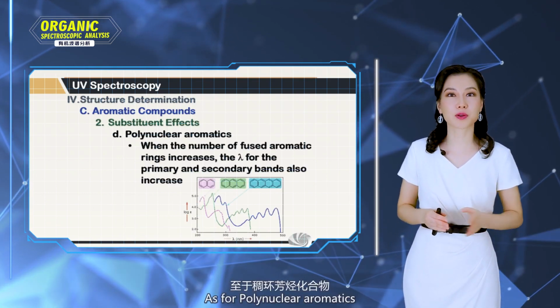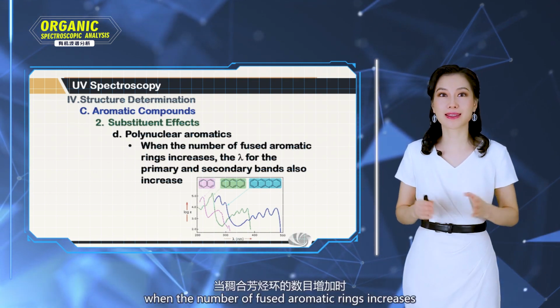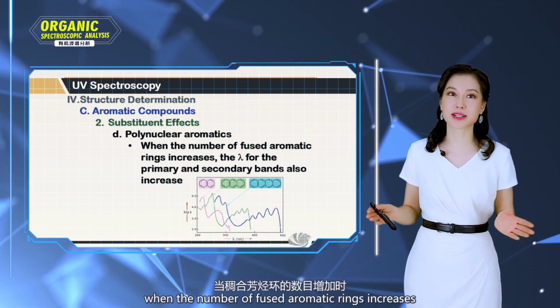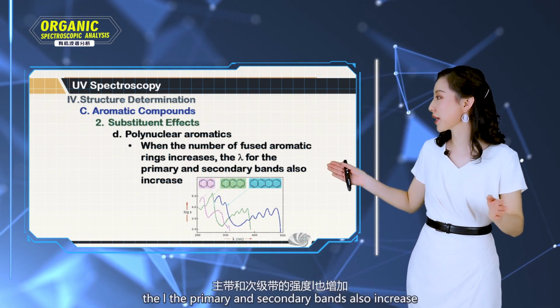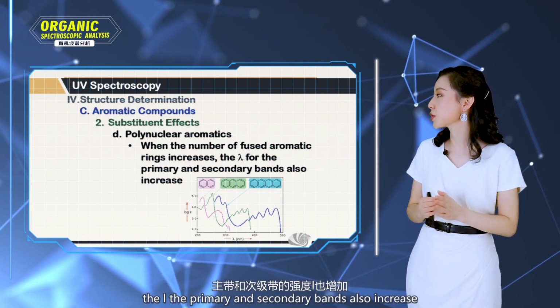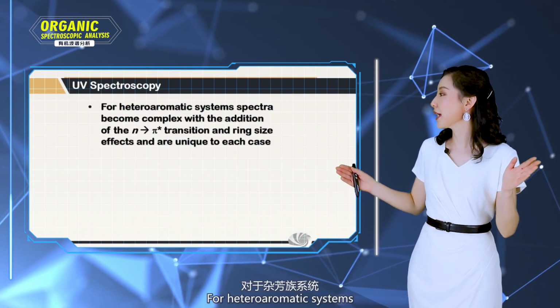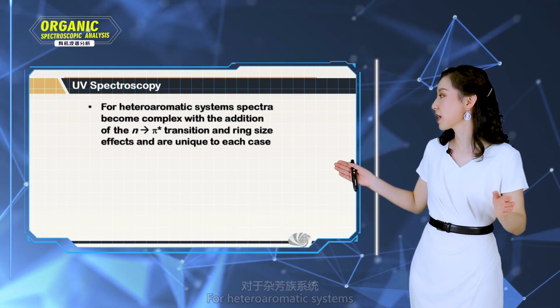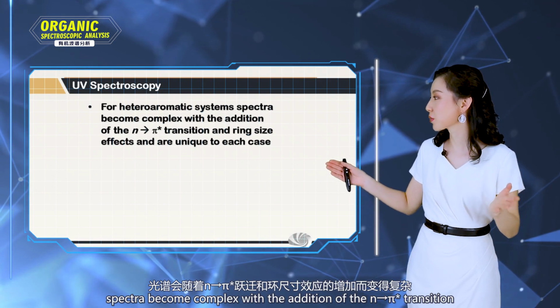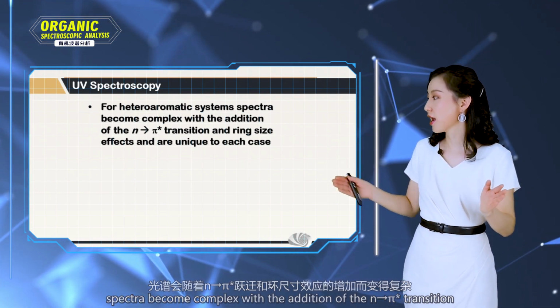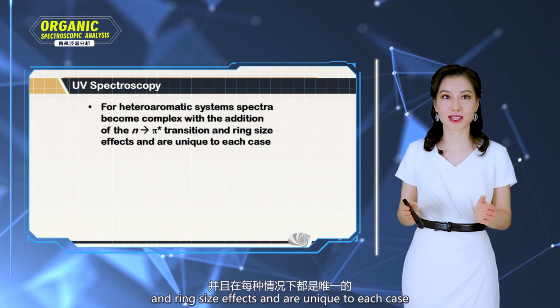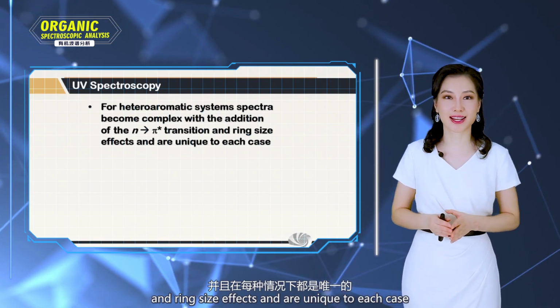As for polynuclear aromatics, when the number of fused aromatic rings increases, the intensity of the primary and secondary bands also increases. For heteroaromatic systems, spectra can be complex with the addition of the n to pi star transition and the ring size effects, and are unique to each case.